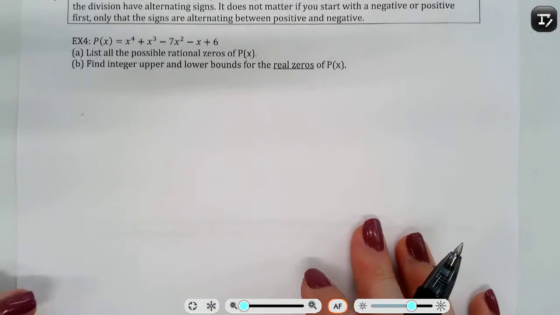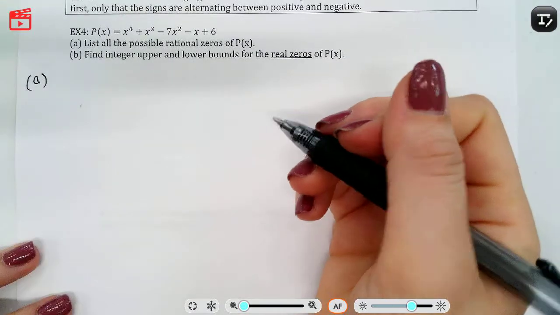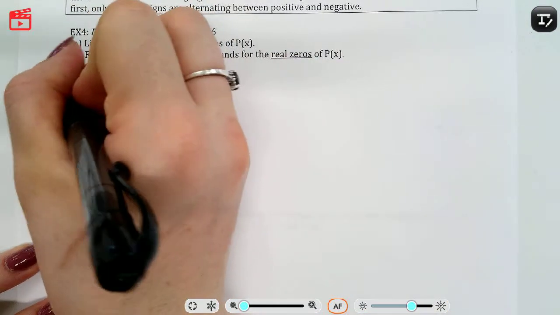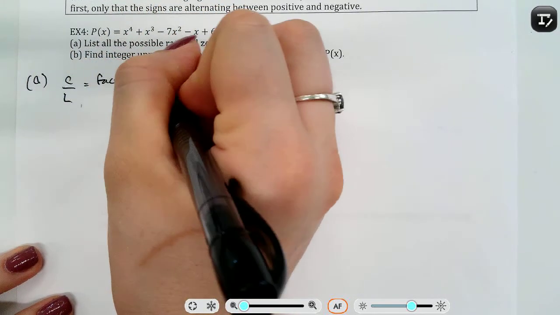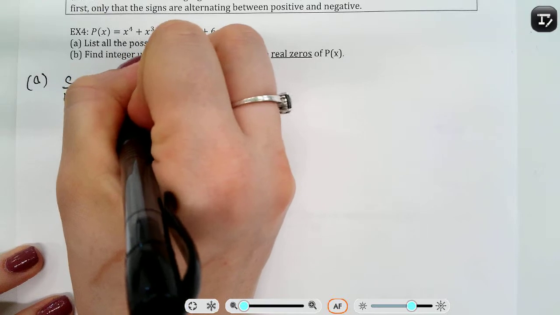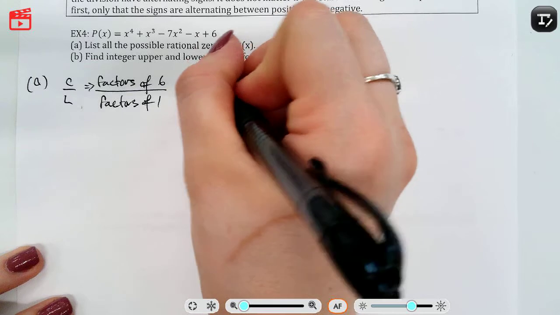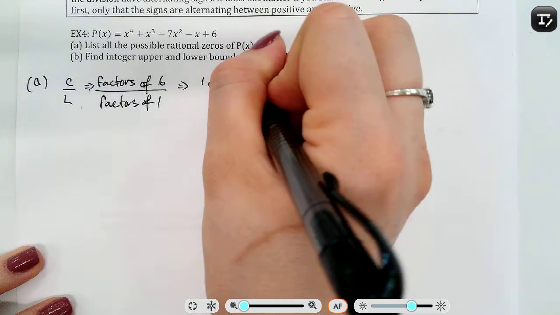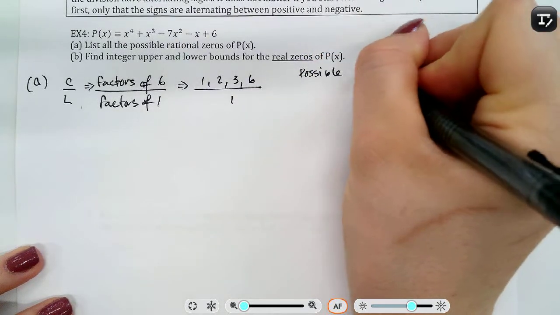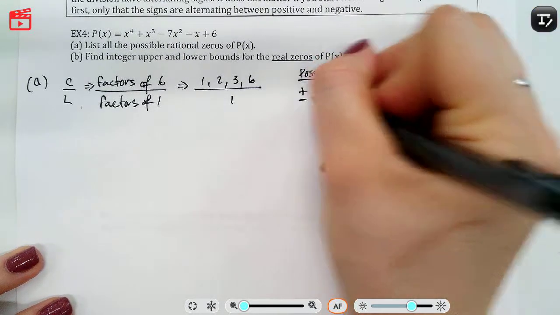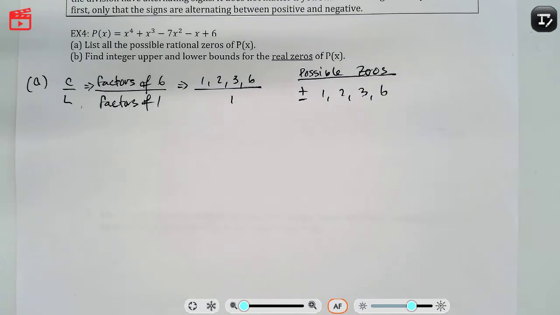So let's go ahead with A, possible rational zeros. We've been doing this before. Go ahead and see if you can write out all the possible rational zeros. All right, what would those be? Okay, so possible zeros: plus or minus. So we have 8 possible zeros.